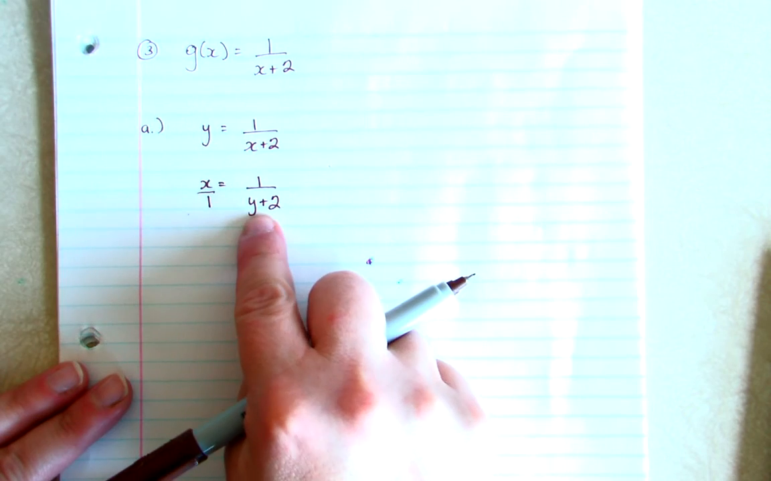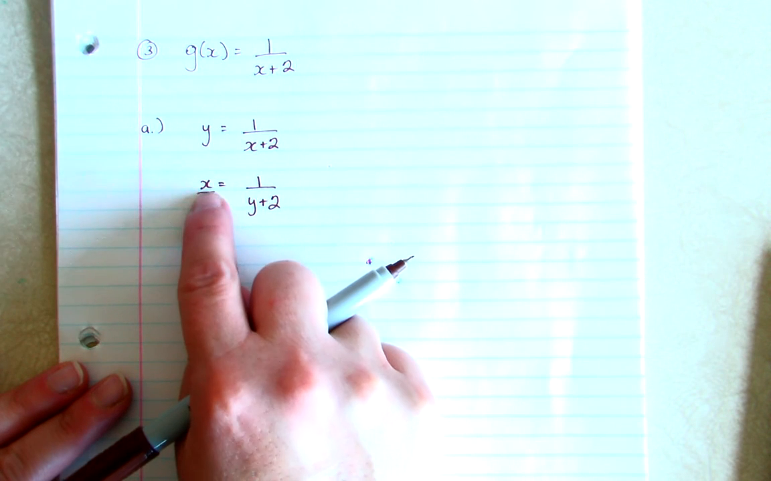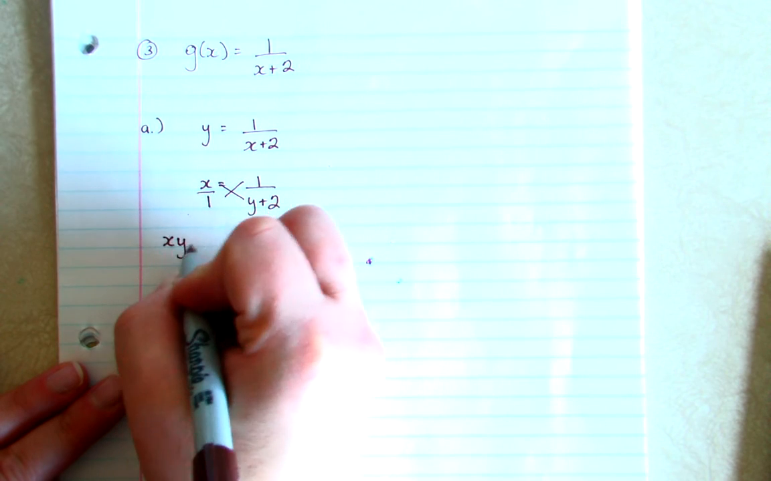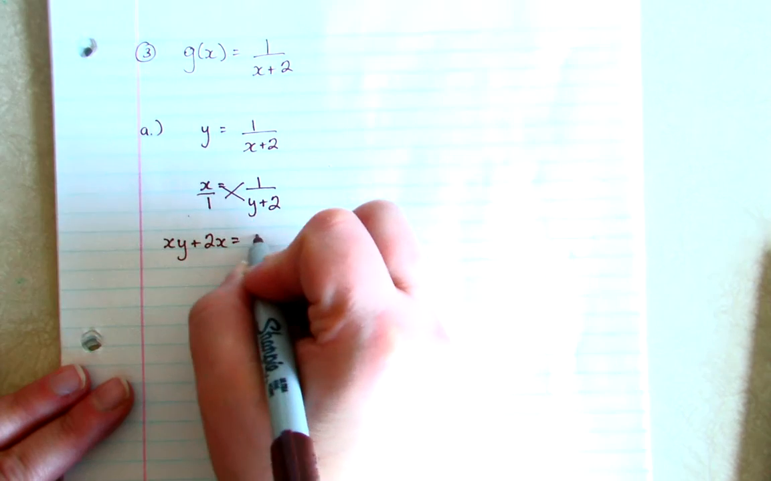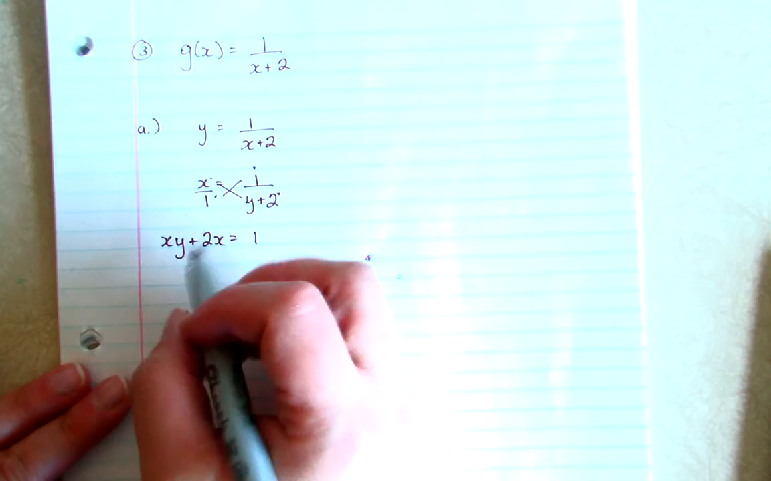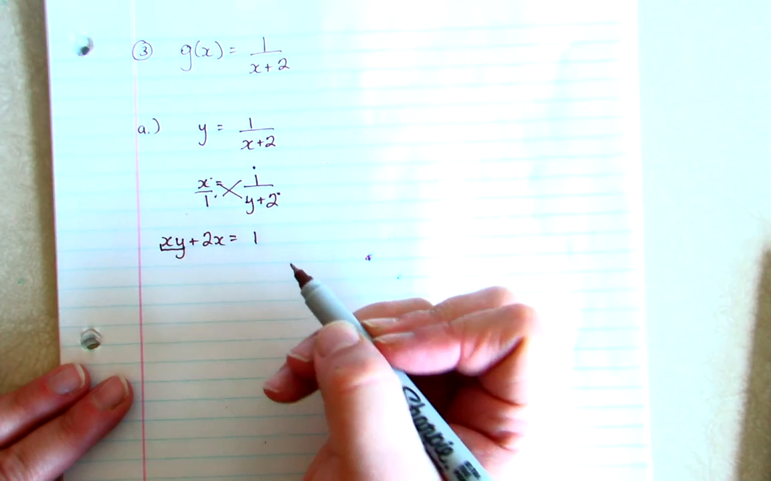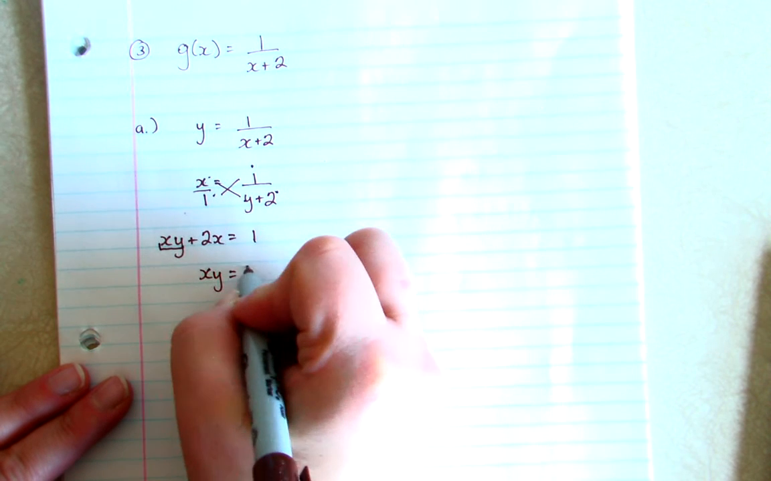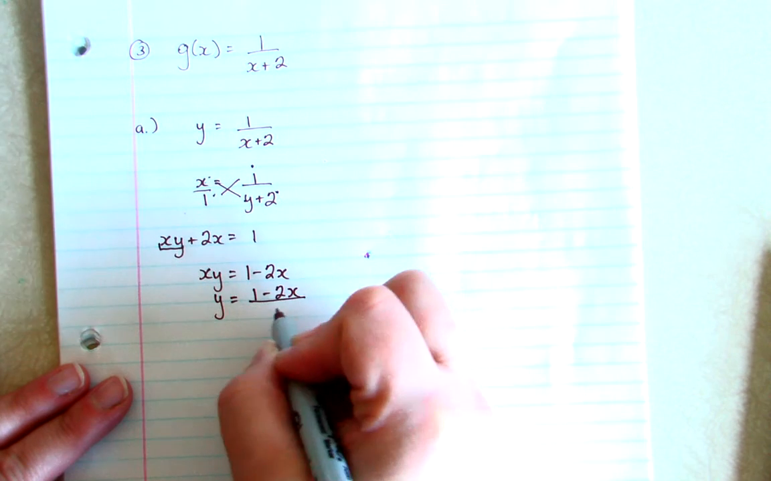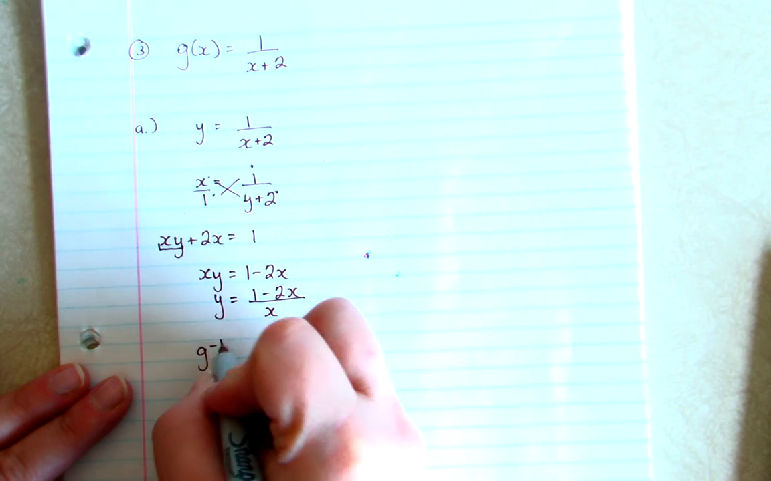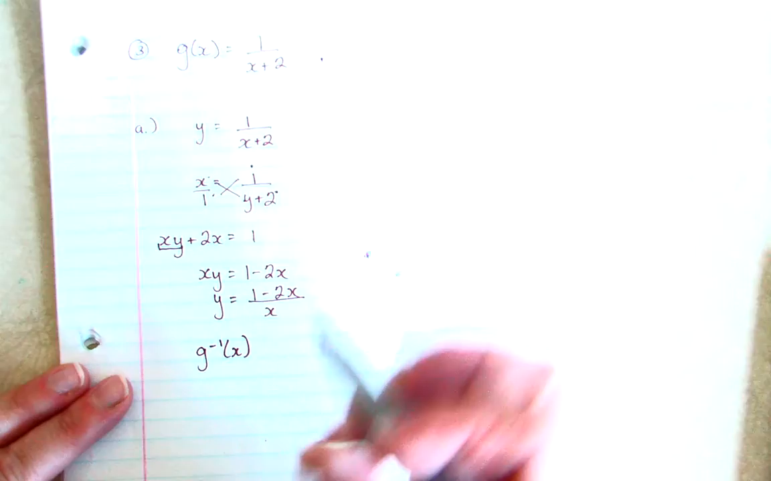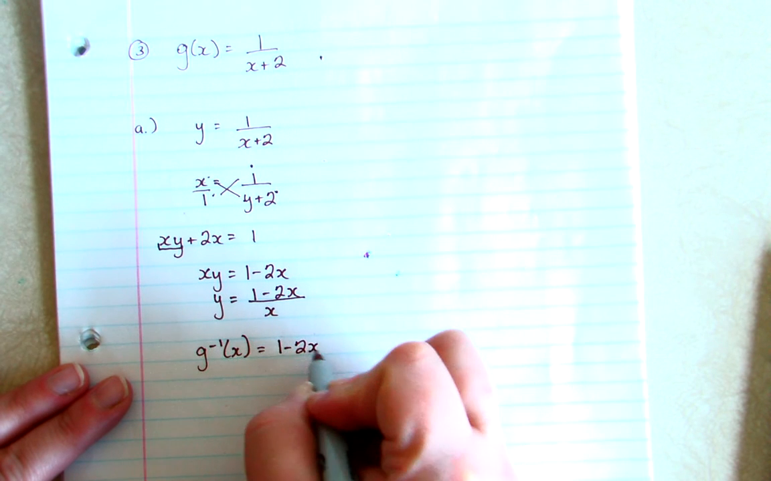I don't like solving when this is on the bottom, so I thought about this x as being x over 1, and I'm going to cross multiply. So I'm going to get xy plus 2x equals 1. So I went x times y, x times 2, and 1 times 1. And now this is my y term right there, so I'm going to work to isolate that. So I get xy equals 1 minus 2x. So then y equals (1 minus 2x) over x. So then using function notation, that means g inverse, because it's related to this function named g, it's the inverse of it, is equal to (1 minus 2x) over x.